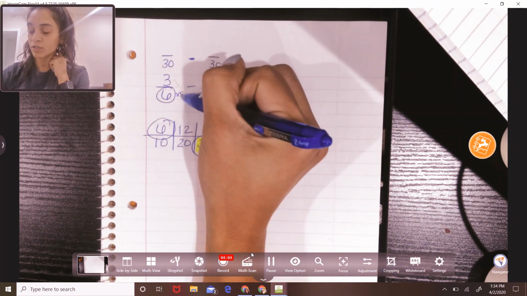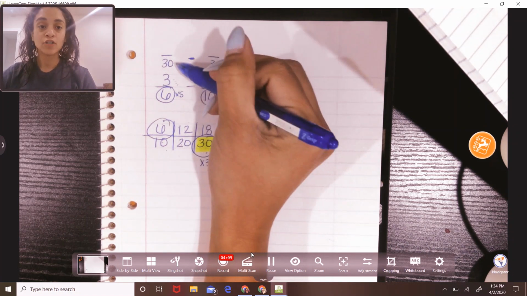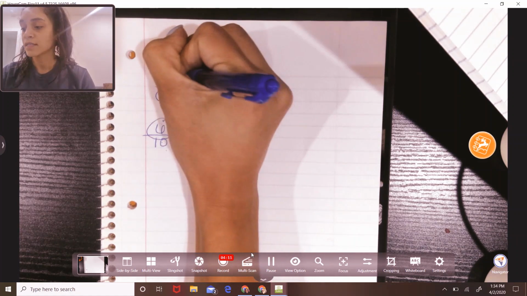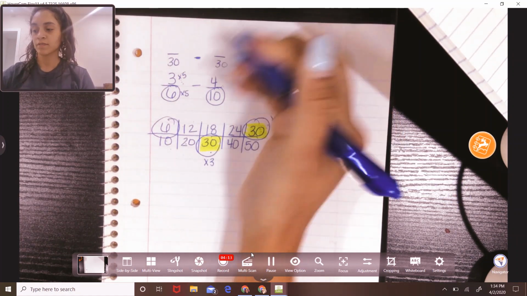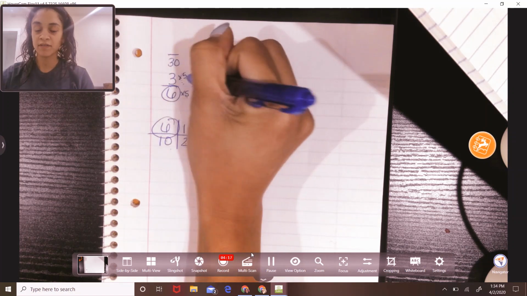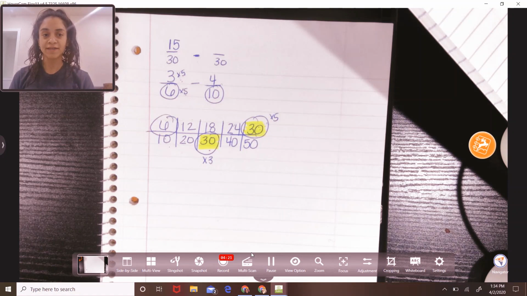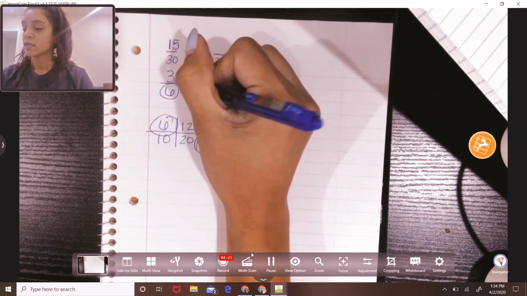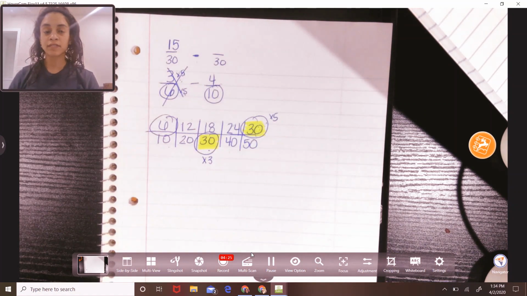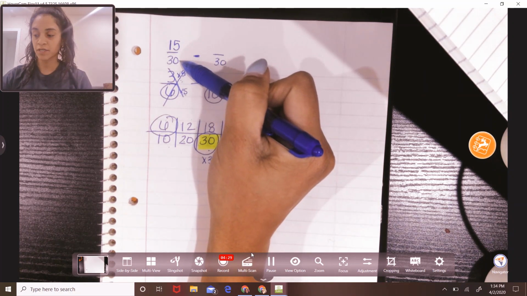So if you multiplied this one by 5, you have to do the exact same thing to the numerator, which is your top number, times 5, because you multiplied this by 5. And we know 3 times 5 is 15, just like that. Okay? We're done with that one. That's not our fraction anymore. Our fraction now is 15 out of 30.